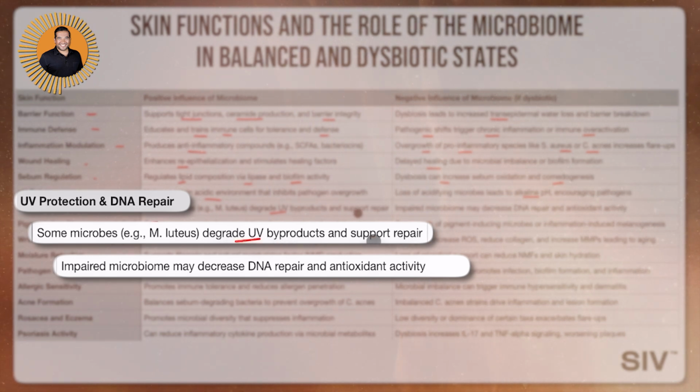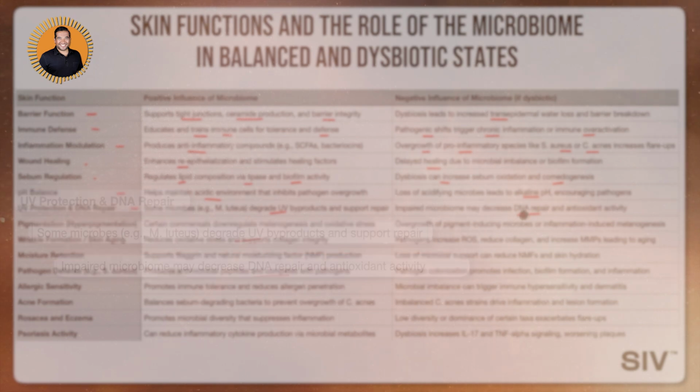They can reduce some of the oxidative stress that your skin ends up experiencing as a result of UV exposure. This is a very important feature because we know the sun can be quite damaging to the skin and of course lead to all kinds of risks. So we want to be able to quench some of those unhealthy byproducts of UV exposure. Microbes on the skin can actually do that. And when you have an impaired microbiome, you may decrease DNA repair and antioxidant activity, which then encourages more damage from the UV radiation itself.